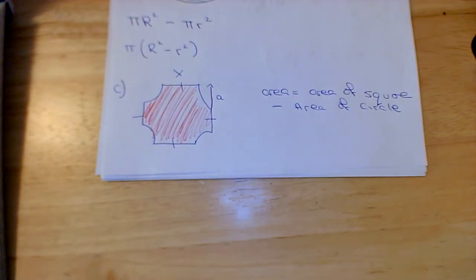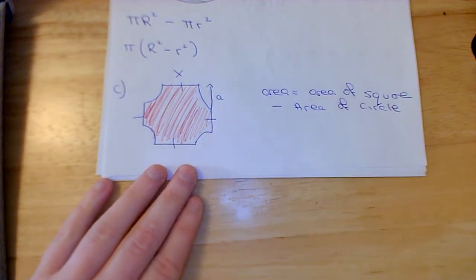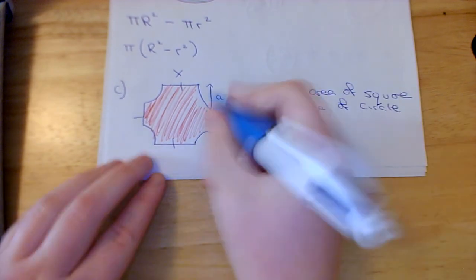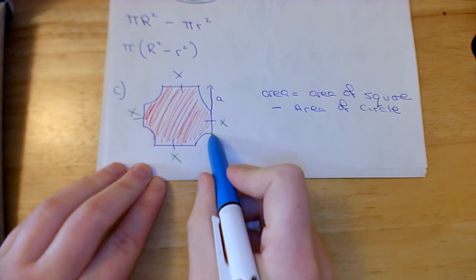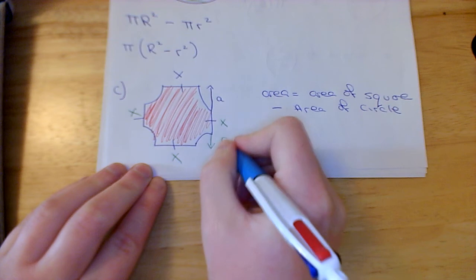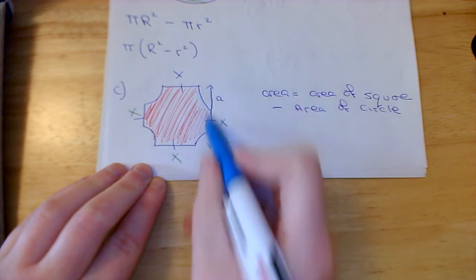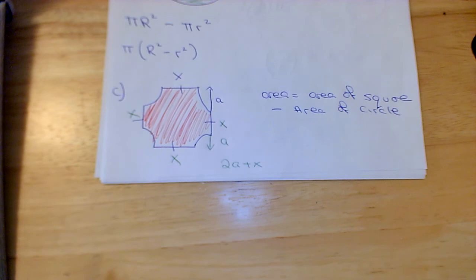Okay, so if I look at this before I go on and show you how to get the area of the square, from here to here is a. If this is equal, that means all these sides here are also x, so this is x, this is x, this is x. This has to be a here, because the length of all my semicircles is equal to a. So a full side here is going to be 2a plus x.